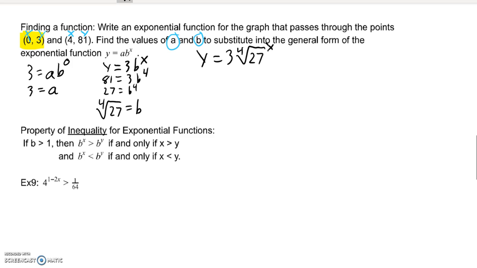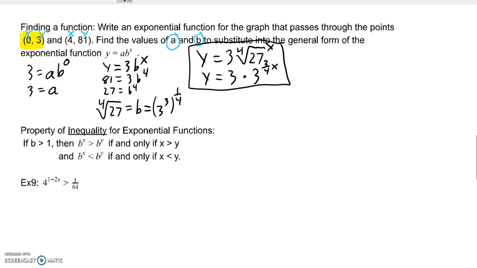Now, if we want to be fancy, we know 27 is 3 cubed, and we know that the 4th root is the 1/4 power. Using our powers to powers rule, we can change the 4th root of 27 into 3 to the 3/4, so that we have 3 to the 3/4 x. Either one of those is correct. Just different forms of the same thing.